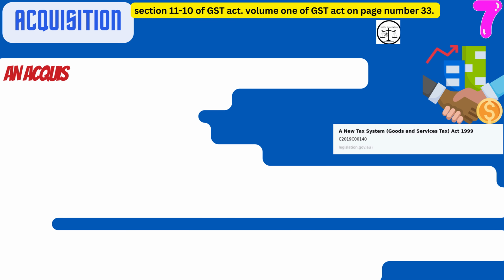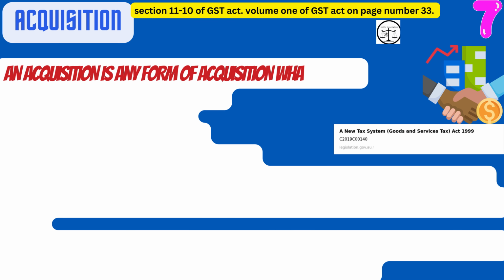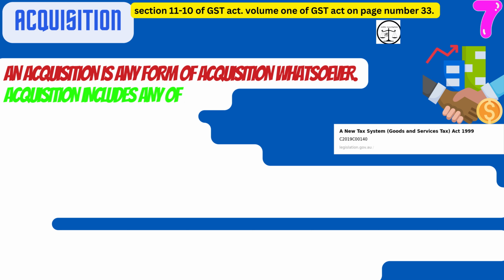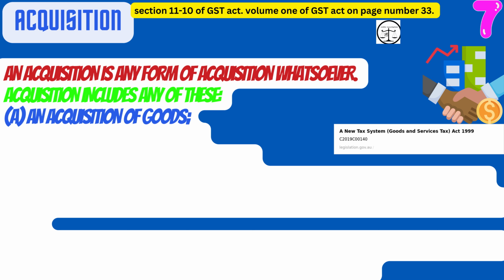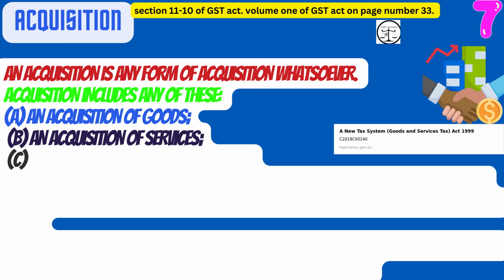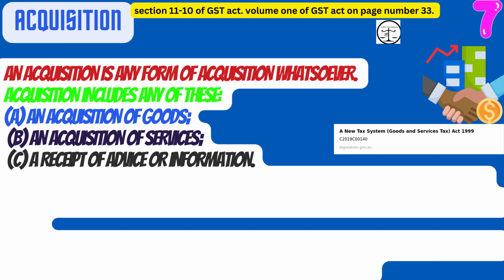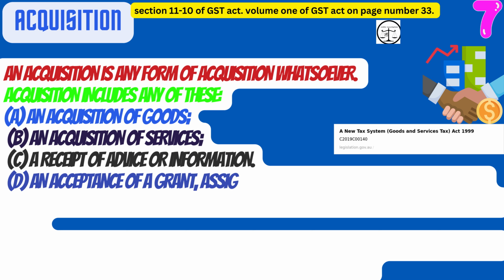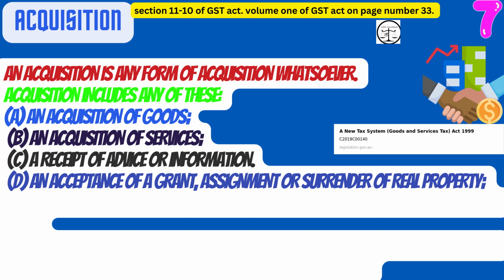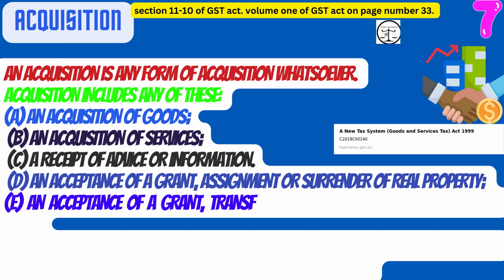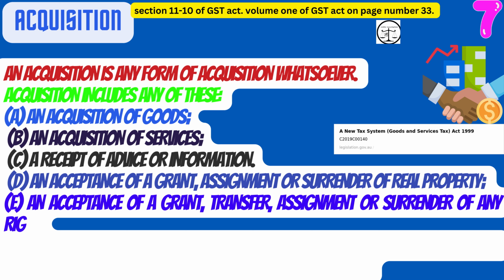Word number 7. Acquisition. You can find more information on GST acquisitions in section 11-10 of the GST Act. You can find this in Volume 1 of the GST Act on page number 33. An acquisition is any form of acquisition whatsoever.